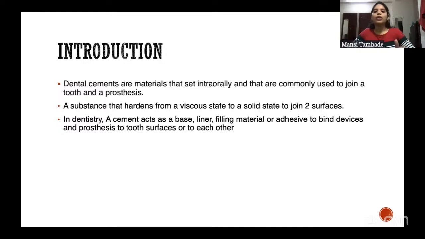See, you need to write in a brief way. What are dental cements? Why are they used? Then a standard definition you can definitely write. So these are the materials that set intraorally and are commonly used to join a tooth and a prosthesis. Okay, this is right. I have already told you about the casting procedures. We get a crown, we are using a dental cement to cement it to the tooth.